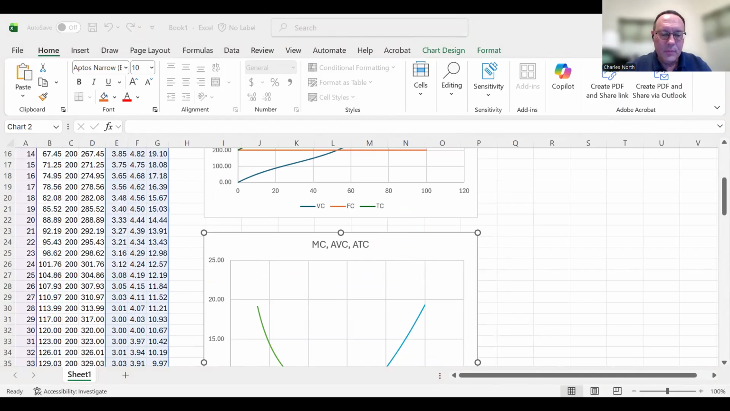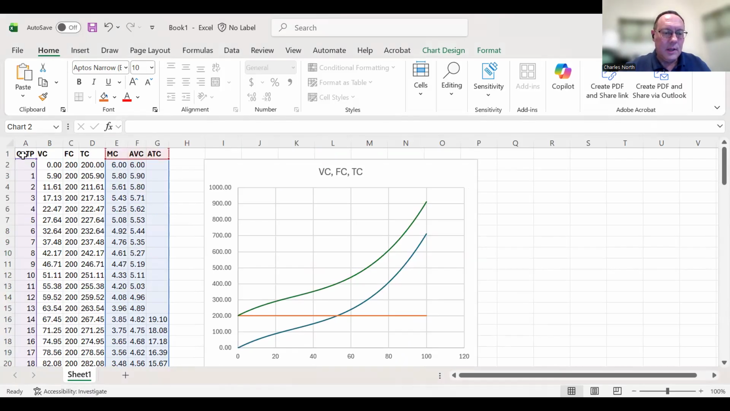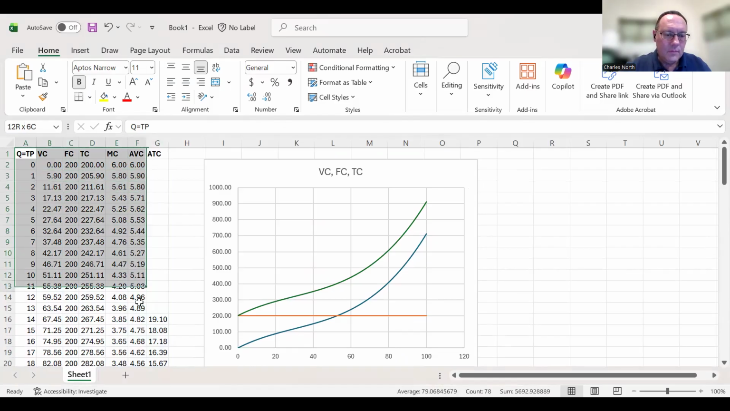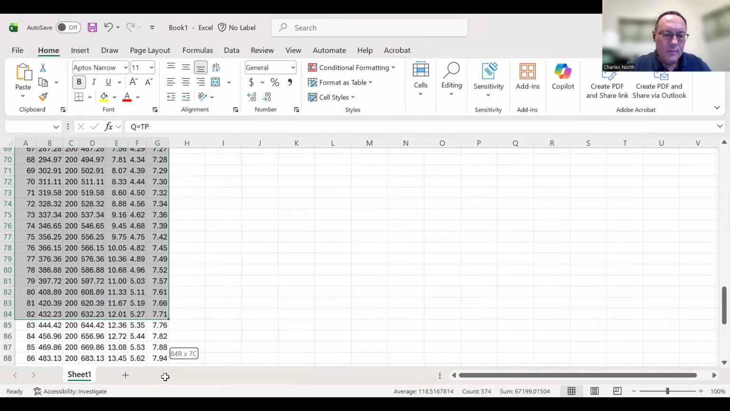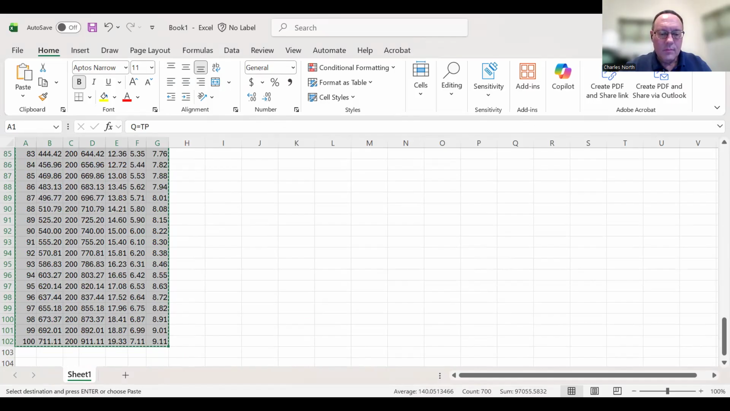I guess I didn't do it right. Let's try that again. There we go. So here are the two graphs. Oh, I did get it in there before. Sorry. And then basically just highlight the whole table again. Paste that into your Word document as well.